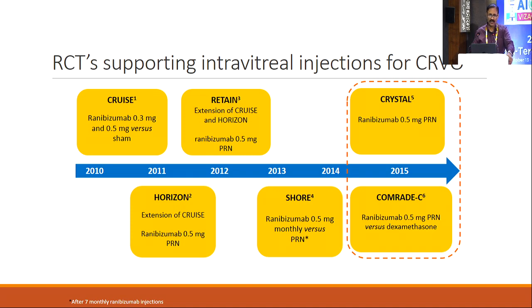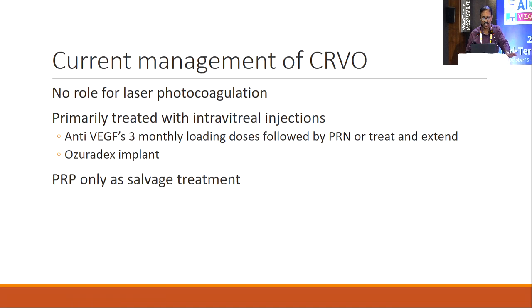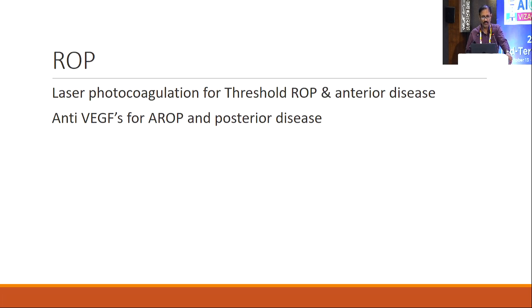But the whole array of RCTs in anti-VEGF have clearly shown that there will be improvement in visual acuity in case of CRVO if you treat with anti-VEGF. So there is no role of laser photocoagulation in CRVO management; it is primarily treated with anti-VEGF or steroid implants, and PRP is applied only as a salvage in extreme cases to prevent neovascular glaucoma.